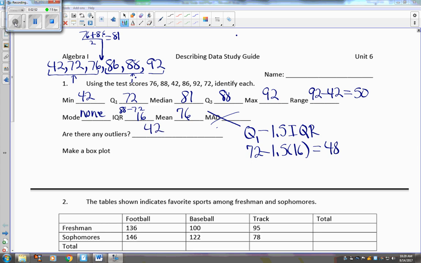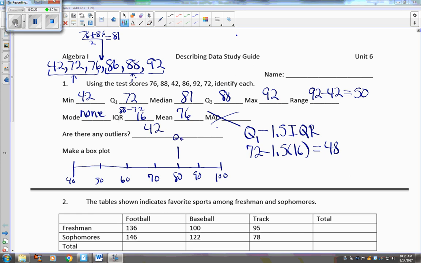Now to make the box and whisker plot. I'm going to draw my number line, and I'm going to go by 10, starting with 40. So I've got 40, 50, and so on. I'm going to start with the median. The median's 81, so a little bit more than 80. That's going to be my median. I'm going to label that Q2.